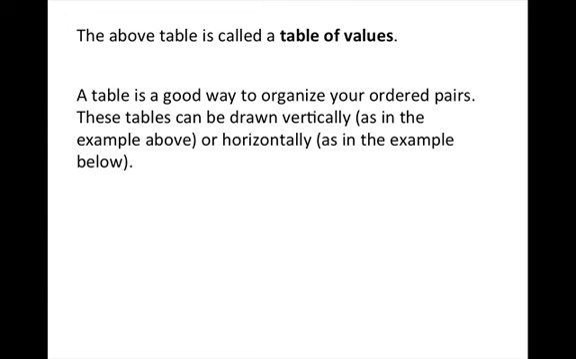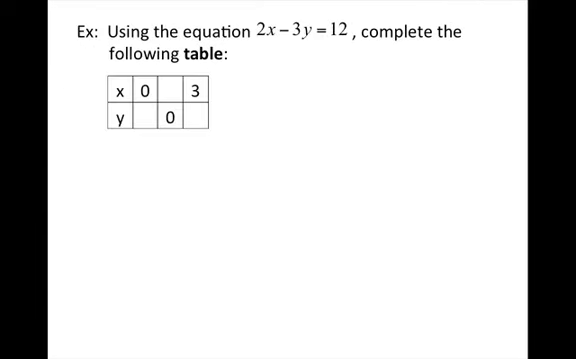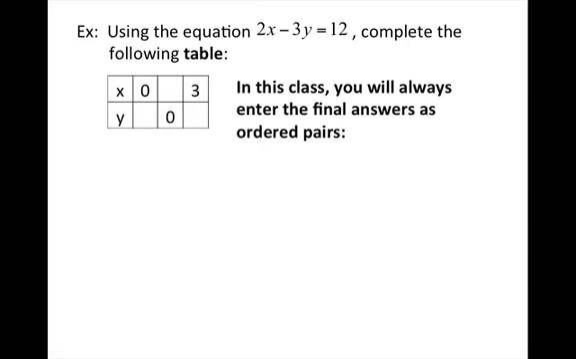Well, as I mentioned, the above table is called a table of values. A table is just a good way to organize your ordered pairs. These tables can be drawn vertically, as in the example above, or horizontally, as in the next example. So let's look at another example. I want to use the equation 2x minus 3y equals 12 and complete the following table. So this time my first row represents my x values and my second row represents my y values. And again, in this class, you're always going to give the final answers as ordered pairs.